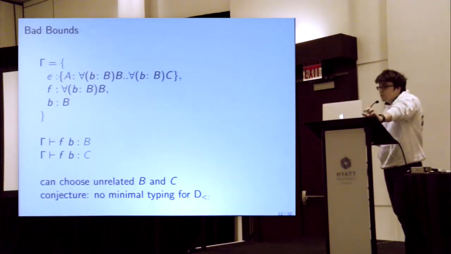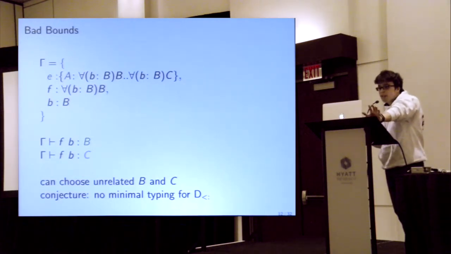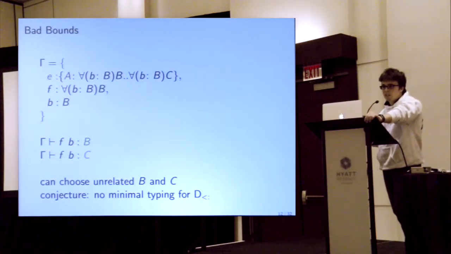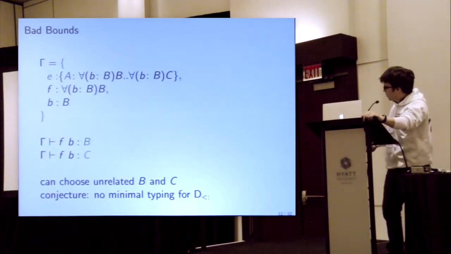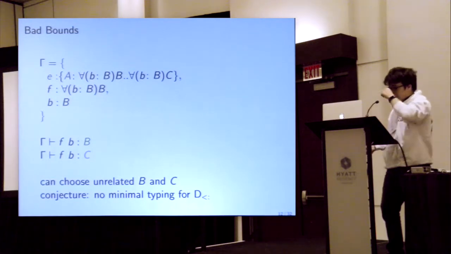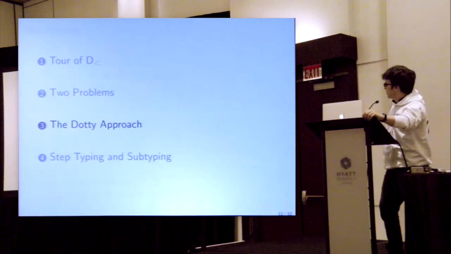And what that means is that if you try to implement the DSub typing and subtyping rules in an algorithm, your algorithm or your type checker will have to choose, non-deterministically in some sense, which of these two is the right type. And in more technical terms, that just means that there's no minimal typing for DSub. It's a conjecture, so it's one missing piece, and it's in the paper.